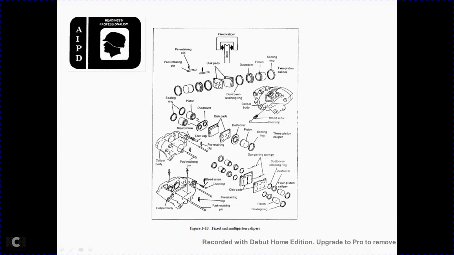Showing the two piston caliper: a piston retaining pin, piston, dust cover, retaining pin, dust cover, piston sealing ring, two piston caliper. Then the caliper body with the bleed screw, dust cap, and the three piston caliper: the sealing ring, the piston with the dust cover, the disc pad, the dust cover, the piston sealing ring. Then the caliper body with the pad retaining ring, dust cap, retaining ring, disc dampening sponge, the disc pad with the dust cover retaining ring, the dust cover, the four piston caliper piston seal rings, caliper body with the pad retaining ring pin, bleed screw, dust cap, pad pin retaining ring, pad retaining pin.